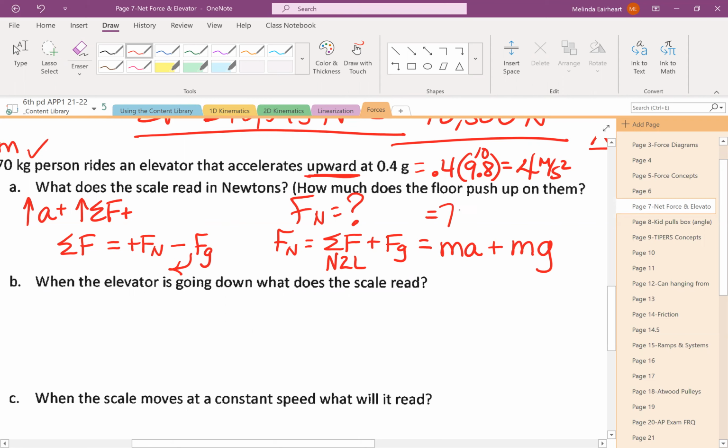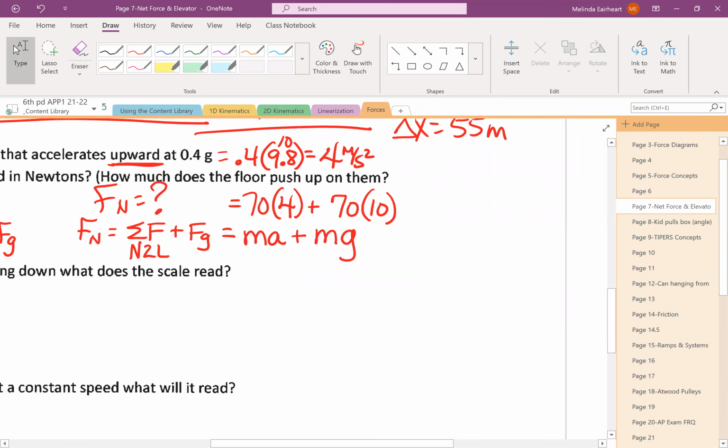And so mass 70. Our acceleration is 4. And then mass is 70. And we're going to go with 10 instead of 9.8. Okay, just so we can make nice numbers. Now, some of you are thinking, Ms. Earhart, isn't g negative 9.8? Actually, no. g is a positive value. g, the gravitational field of the Earth, is always pulling us to the center, right? Plus, we've already said Fg was a negative force. You don't want a double negative, okay? And so it's a little different.